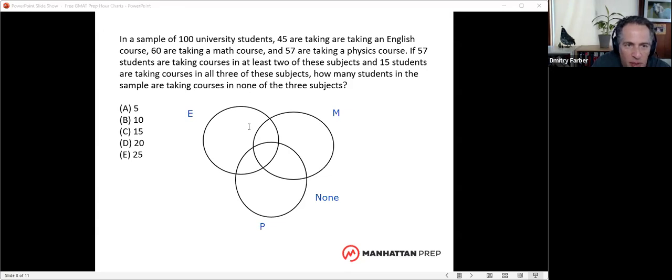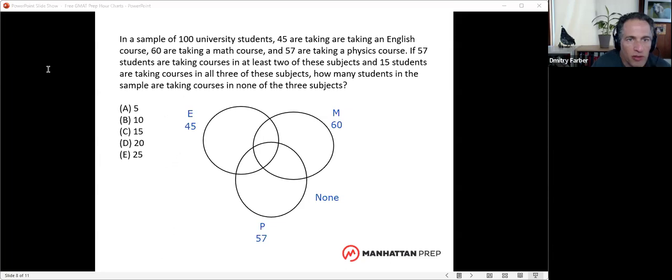And if I try to fill in the people taking English or math, I can write those here just to chart it. I know there's 45 English students and 60 math students and 57 physics students in the sample. And I know there's some overlap because those add up to more than 100, of course, right? And that's what these overlaps are going to deal with. And so I can't say there's 45 here, right? Because that would mean 45 people taking either English alone or English and physics or English and math or all three. And so I won't write that there. I'll just write it on the outside for now.